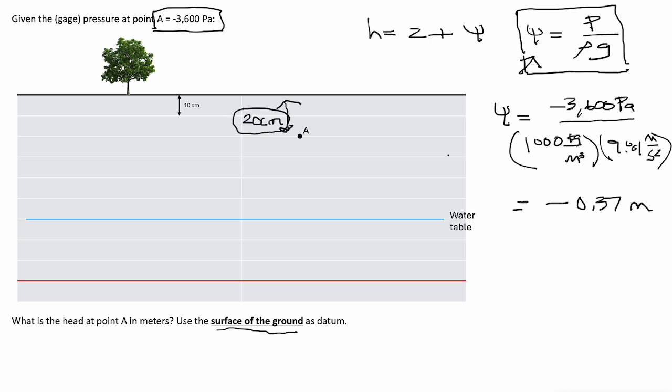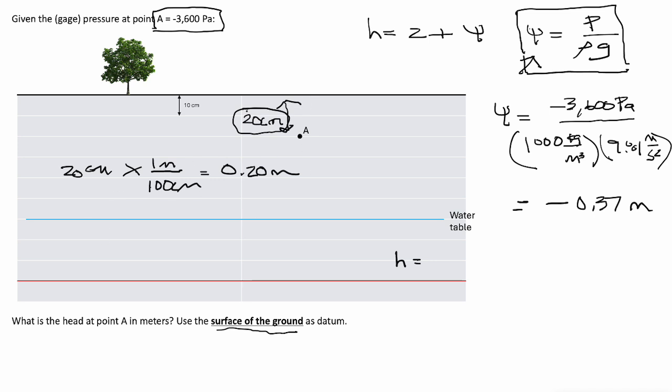Remember this Z that I showed here was in centimeters, so let's do everything in terms of meters. 20 centimeters times 1 meter over 100 centimeters, the centimeters cancel, and this will equal 0.20 meters. Using the surface as datum, I actually haven't talked about that. This point is 20 centimeters or 0.2 meters below the surface, below datum.